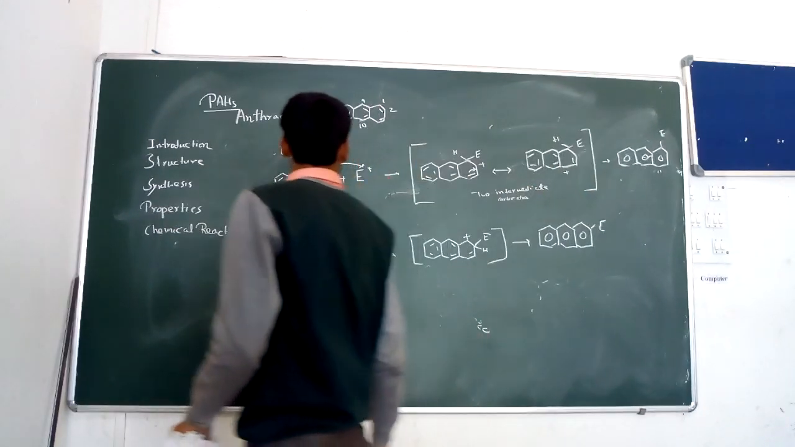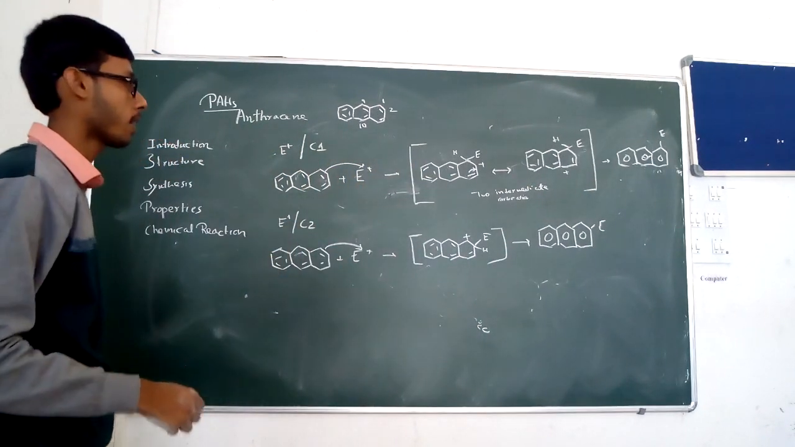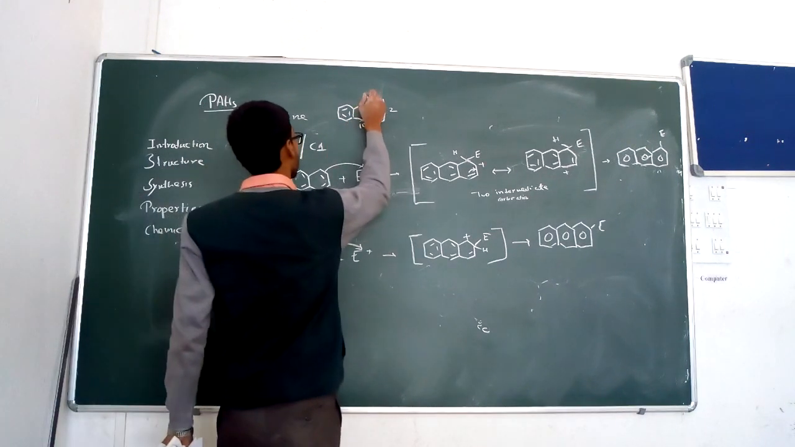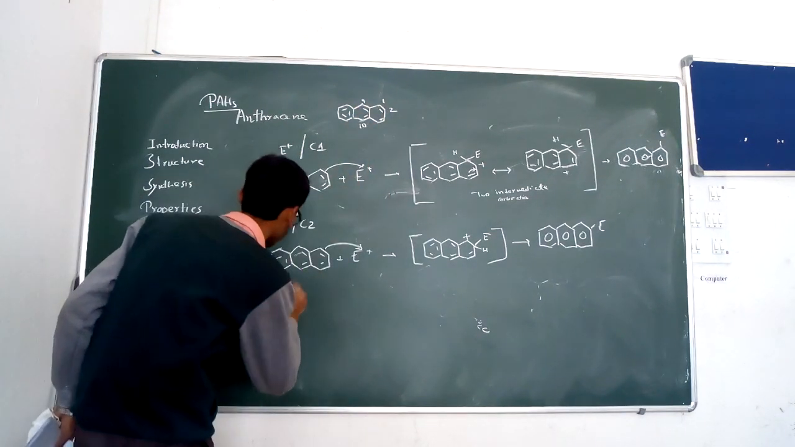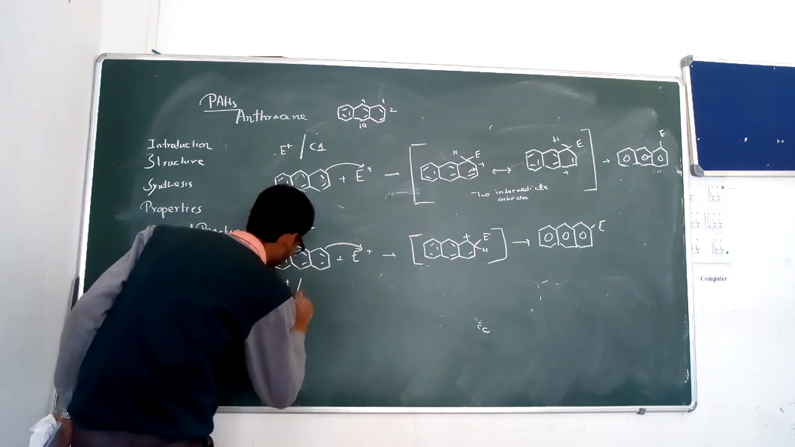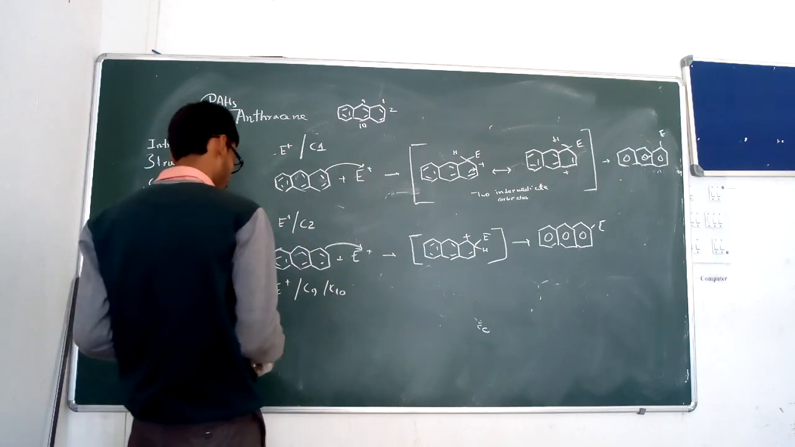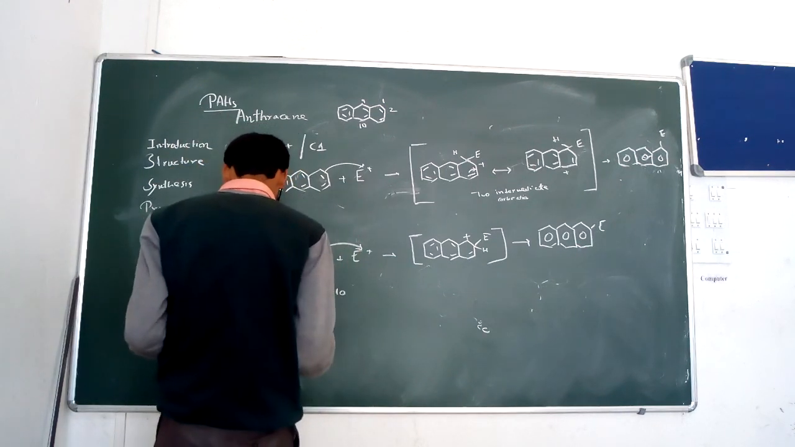That is when the electrophile attacks at the C2 position, and when the electrophile attacks at the C9 or 10 position, the carbocation is produced like that.